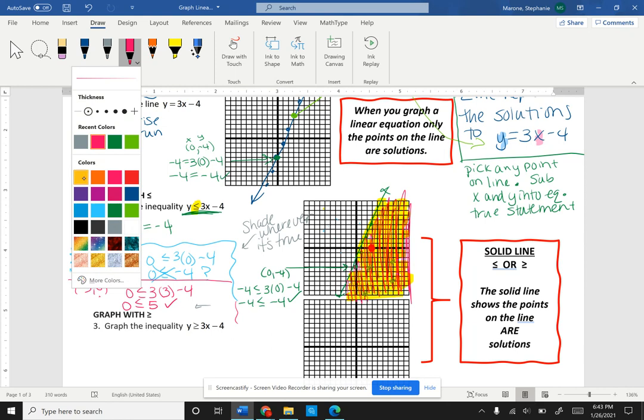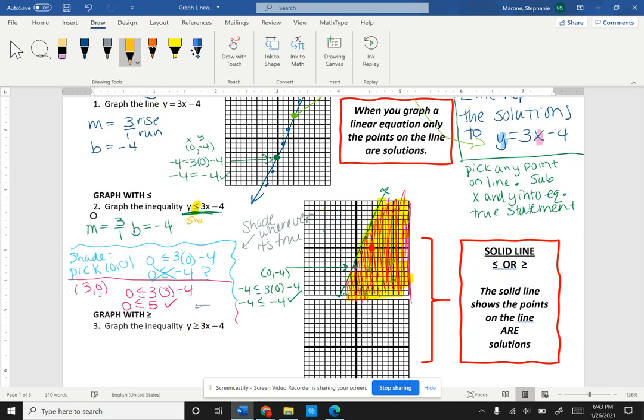Get a bright color. So two of the things we're going to have to determine is if the line is solid and where we shade it. We always use, like this says over here, a solid line for less than or equal to or greater than or equal to.